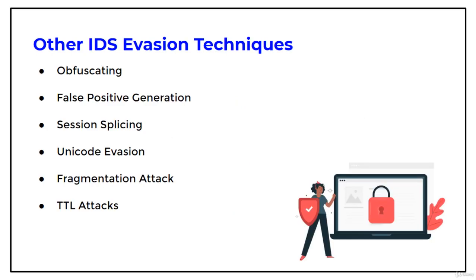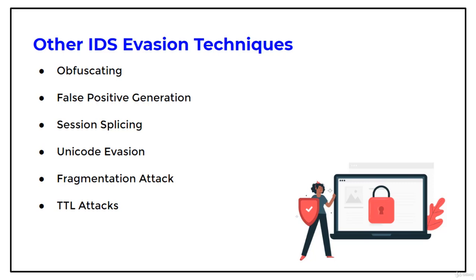There are other attacks as well. I will just give a brief introduction to such attacks. The next attack is obfuscating. Obfuscating is an IDS evasion technique used by attackers to encode the attack payload in such a way that the destination host can decode the packet, but the IDS cannot decode it. Attackers manipulate the path referenced in the signature to fool the host intrusion detection system.